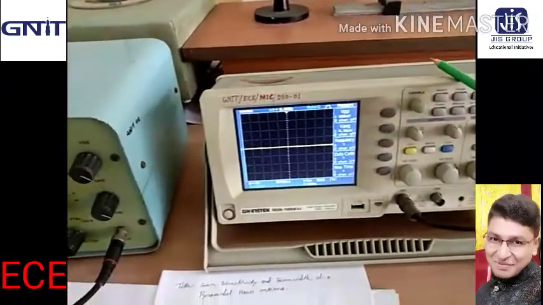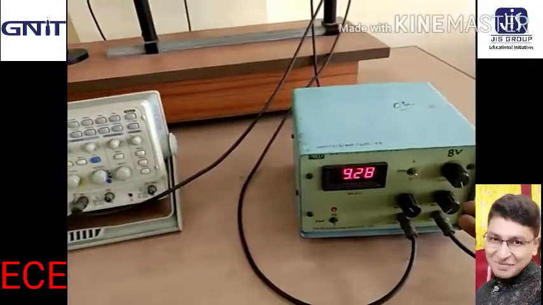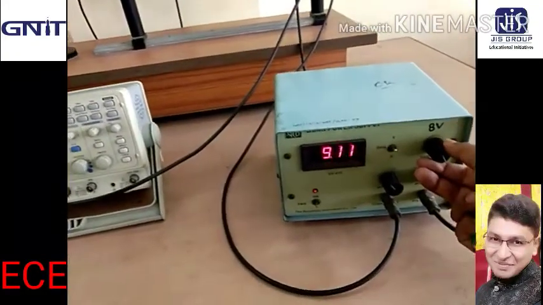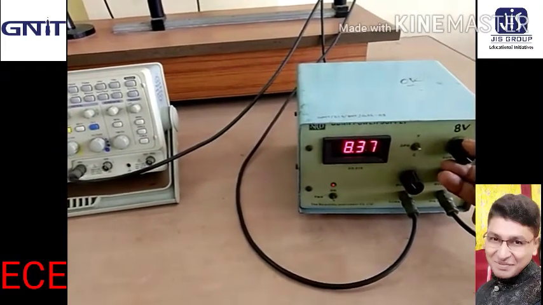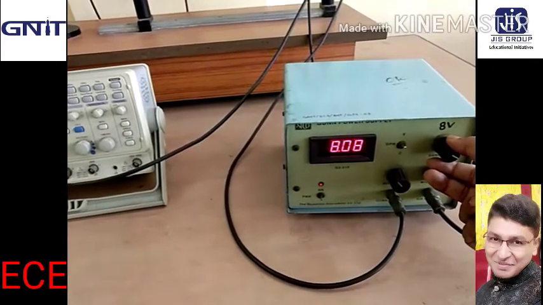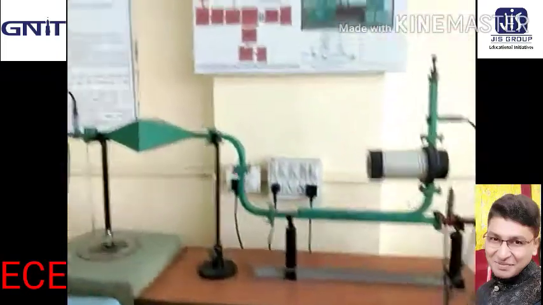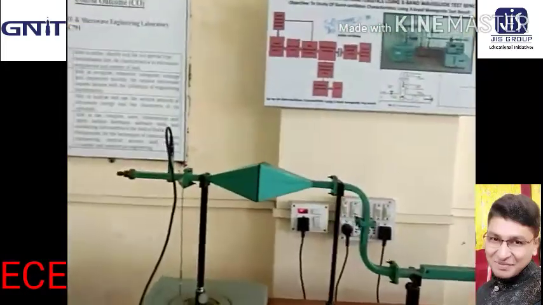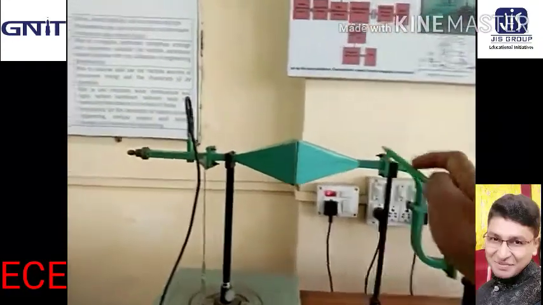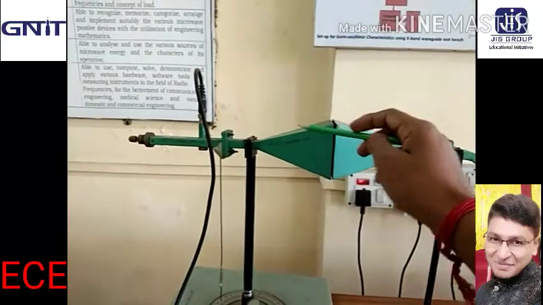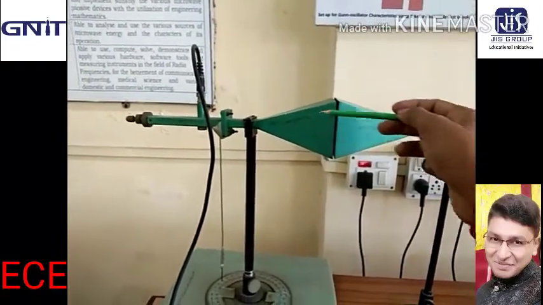And this is the DSO, digital storage oscilloscope. Now set the power supply to 8 volts. Now place the transmitting antenna and receiving antenna face to face, where the distance R between receiver and transmitter is 0.